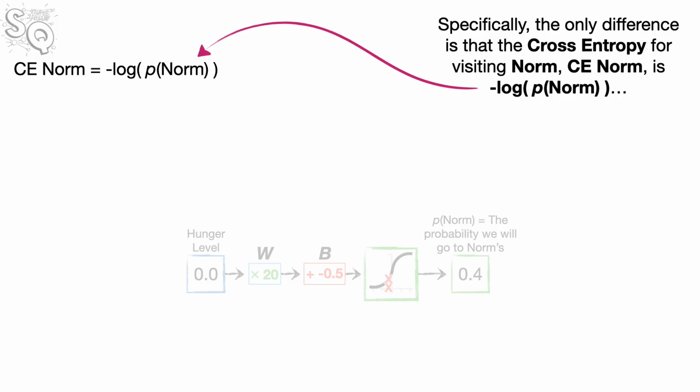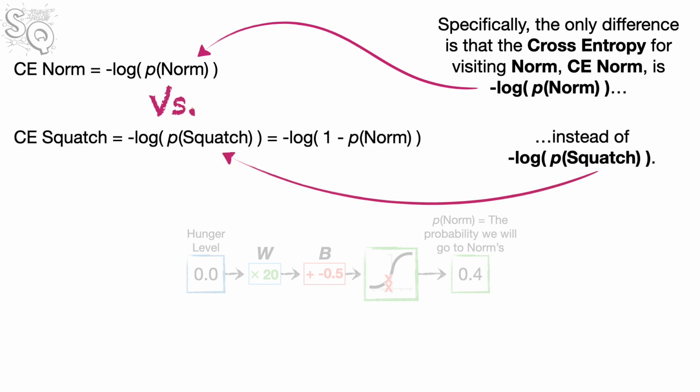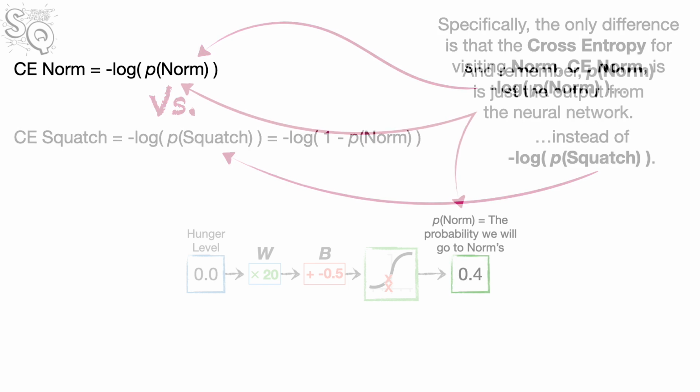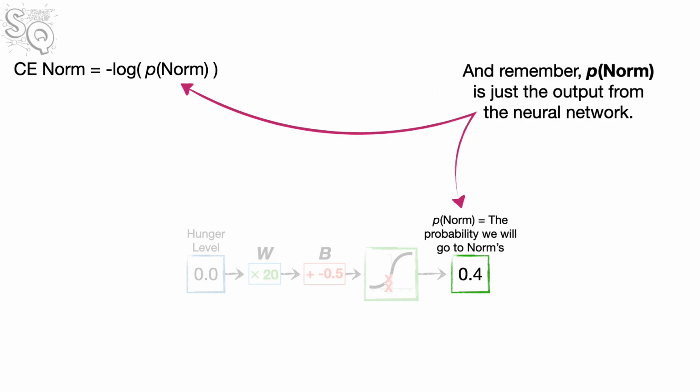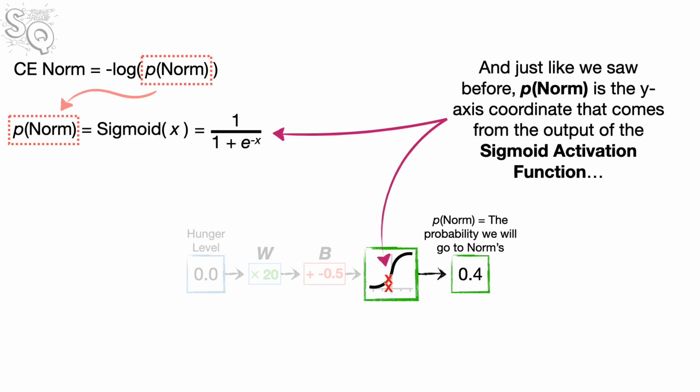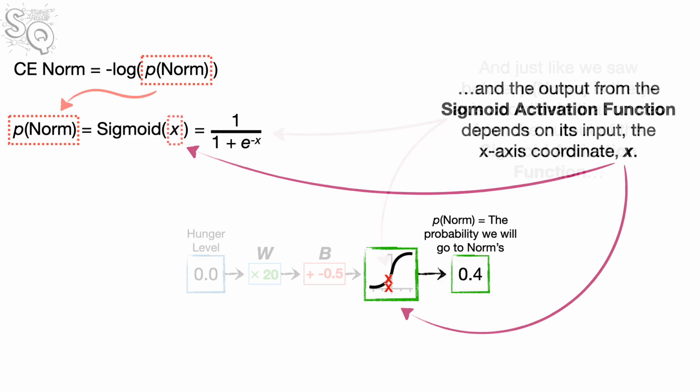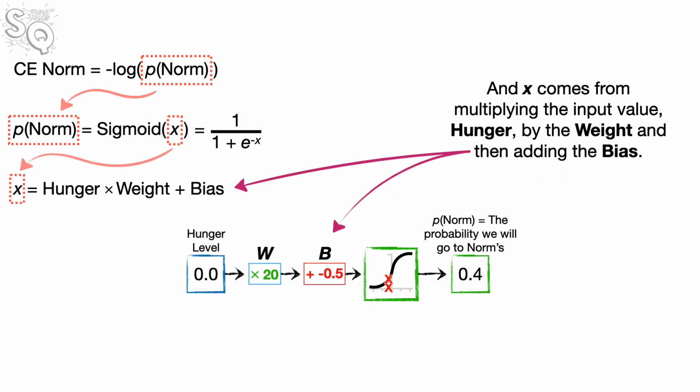Specifically, the only difference is that the cross-entropy for visiting Norm, CE norm, is the negative log of p norm instead of the negative log of p squatch. And remember, p norm is just the output from the neural network. And just like we saw before, p norm is the y-axis coordinate that comes from the output of the sigmoid activation function. And the output from the sigmoid activation function depends on its input, the x-axis coordinate, x. And x comes from multiplying the input value, hunger, by the weight and then adding the bias.